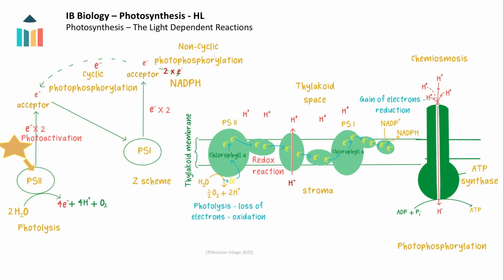seeing as the electrons that provided the energy to pump the protons into the thylakoid space gain their energy from light, and the chemiosmosis of the protons through ATP synthases resulted in the phosphorylation of ADP to form ATP. This whole process is called photophosphorylation. This ATP is then used in the light-independent reaction.